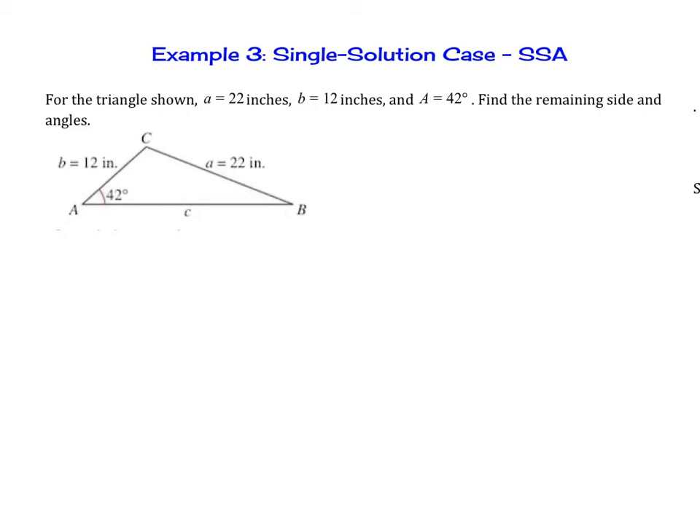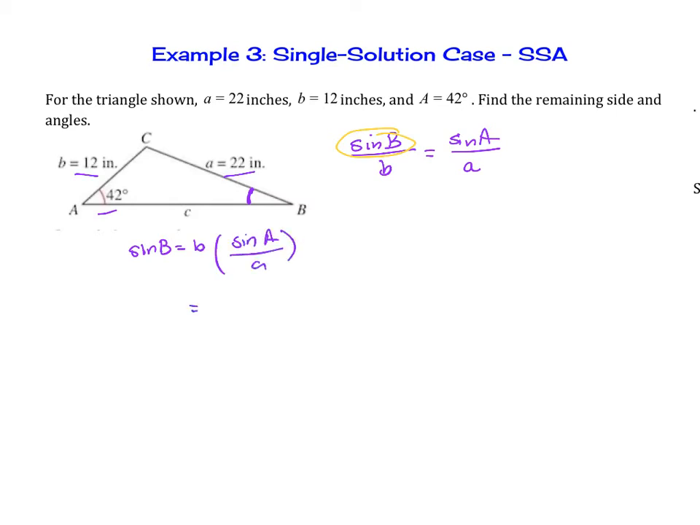So we have 42 degrees here. We know A, and then we know a side b. So we just need to figure out what angle B is. Let's use sine of B over b equals sine of A over a. So we're solving for sine of B, so sine of B equals b times sine of A over a. So b is 12, sine of 42 degrees, over a, which is 22 inches.